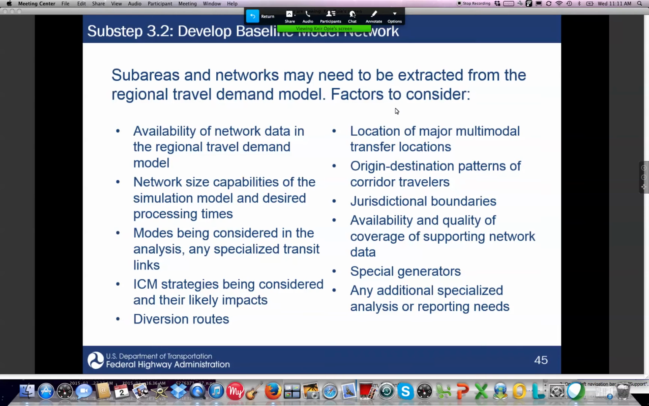So on the screen here, we have some key factors to consider. Some of these points have already been brought up. The availability of data to feed the model calibration efforts, the size of the model that we need. Another key thing to consider is that the larger the model you build, even if it's feasible from a computational perspective, there are processing time issues as well. So the larger you make the model, the longer it's going to take to run, and the harder it is going to be to calibrate as well.